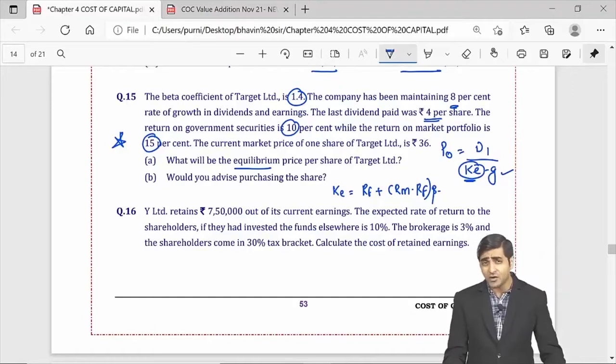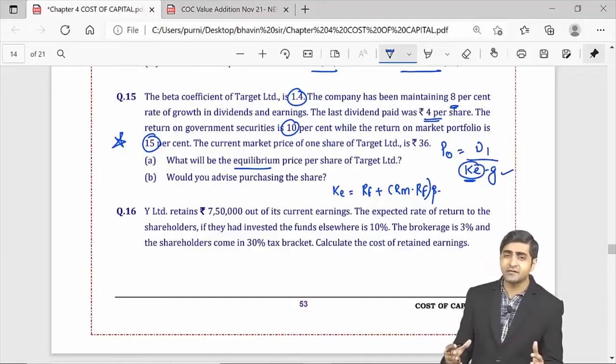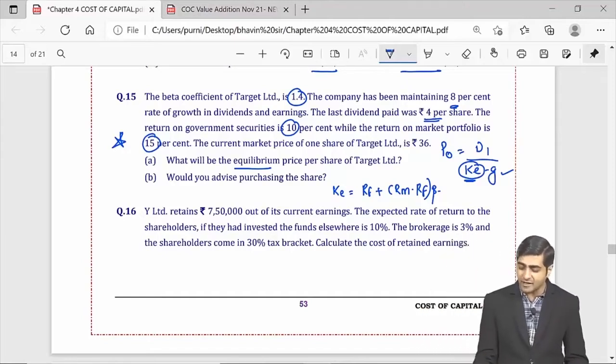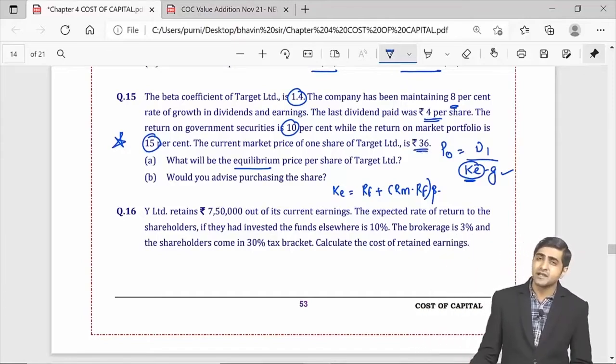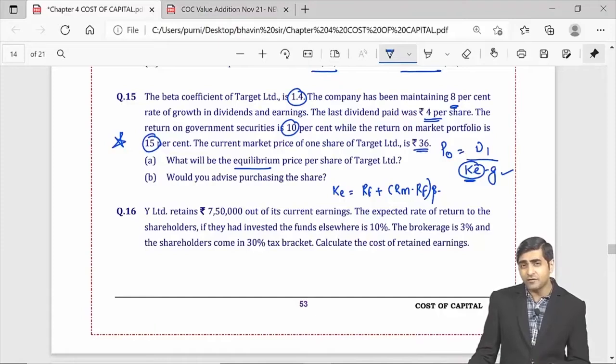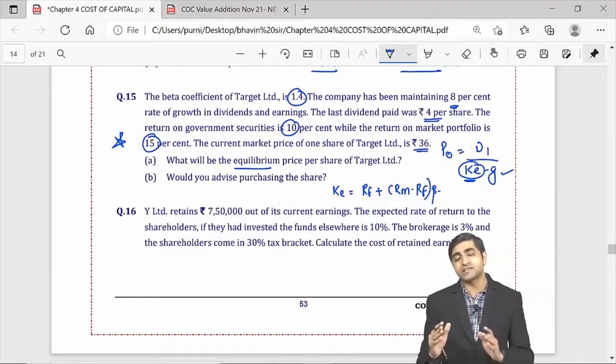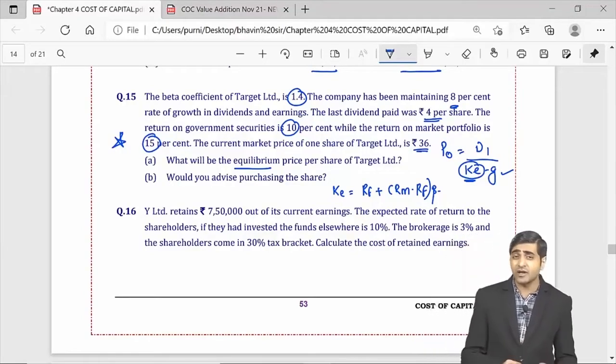Guys, once you have the equilibrium price, also known as intrinsic value, this P0 is available, and the current market price of the share is rupees 36. So if you have your P0, the equilibrium price, and the current market price, we can just compare them and check whether the share is underpriced or overpriced and what should be done, whether you should invest or not.